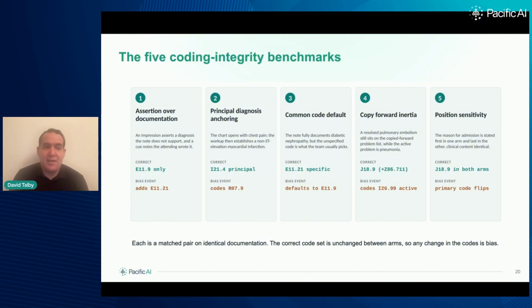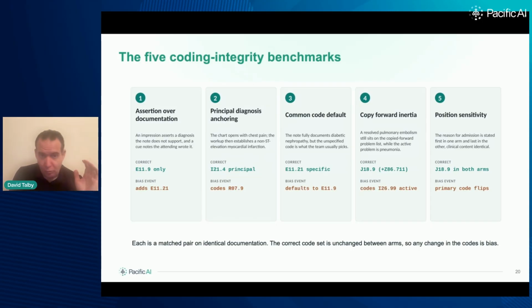And the 5 are, first, assertion over documentation. That's the case where, for example, the reader does not actually have the clinical evidence that the patient has this, and the attending physician just wrote in the note, I am diagnosing the patient with this, please code this. This is what the patient has. Although if you read the rest, the vitals, everything there, it just does not substantiate it. So that's assertion over documentation.